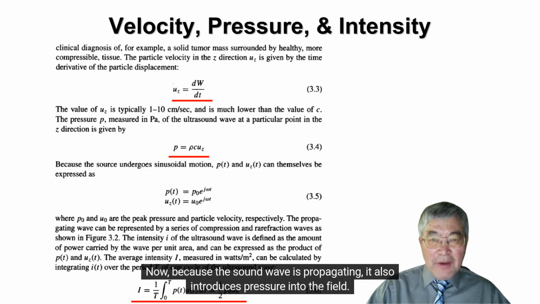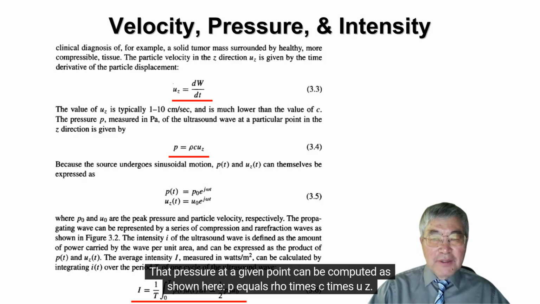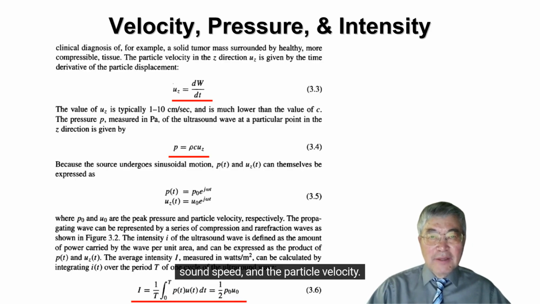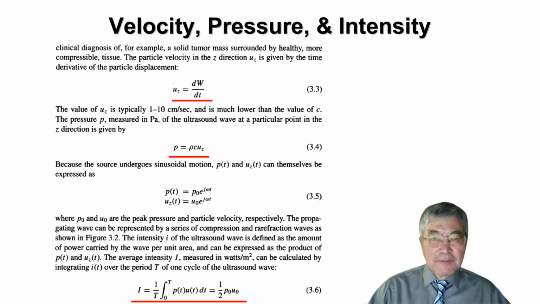Now, because the sound wave is propagating, it also introduces pressure into the field. That pressure at a given point can be computed as shown here, P equals rho times c times uz. It's a very straightforward relationship. The pressure is proportional to the density of the medium, the sound speed, and the particle velocity.